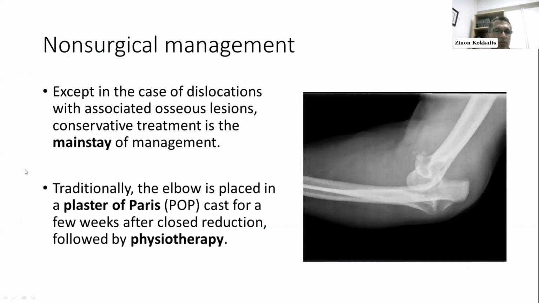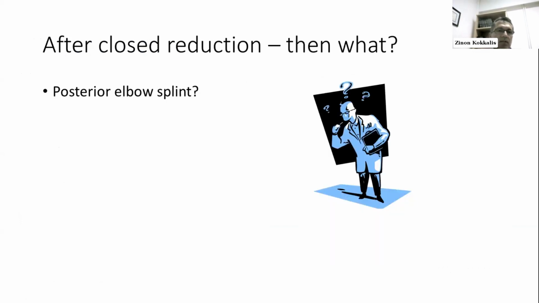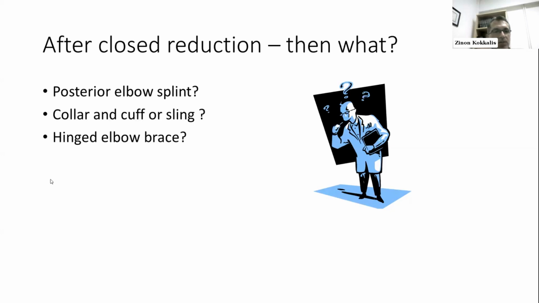We know that conservative management is the mainstay of management after closed reduction of a simple elbow dislocation. Traditionally, the elbow is placed in a plaster of Paris cast for a few weeks after closed reduction, followed by physiotherapy. And let's discuss what the literature says after closed treatment. Then what? We put the elbow in a posterior elbow splint, just collar and cuff or sling, a hinged elbow brace, and then we start to mobilize the elbow early or late. So let's see the literature.